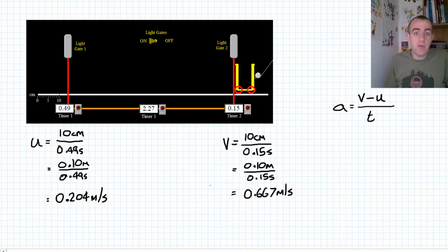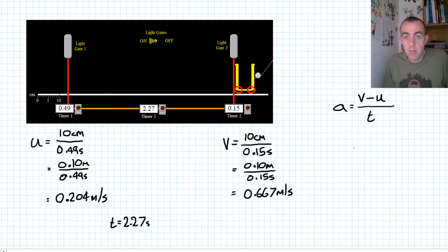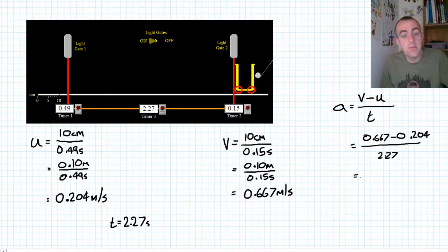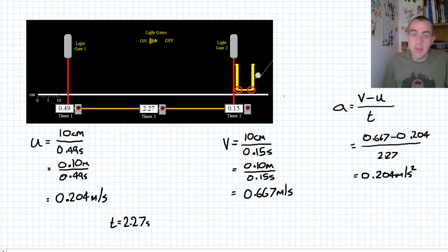The time in between these 2 measurements of velocity, t, is what's shown on timer 3. So that is 2.27 seconds. And we can plug all those numbers into our acceleration equation here. So 0.667 minus 0.204, all divided by our time of 2.27 seconds, which gives us 0.204 metres per second squared. And that's our acceleration when we had 10 newtons of force.